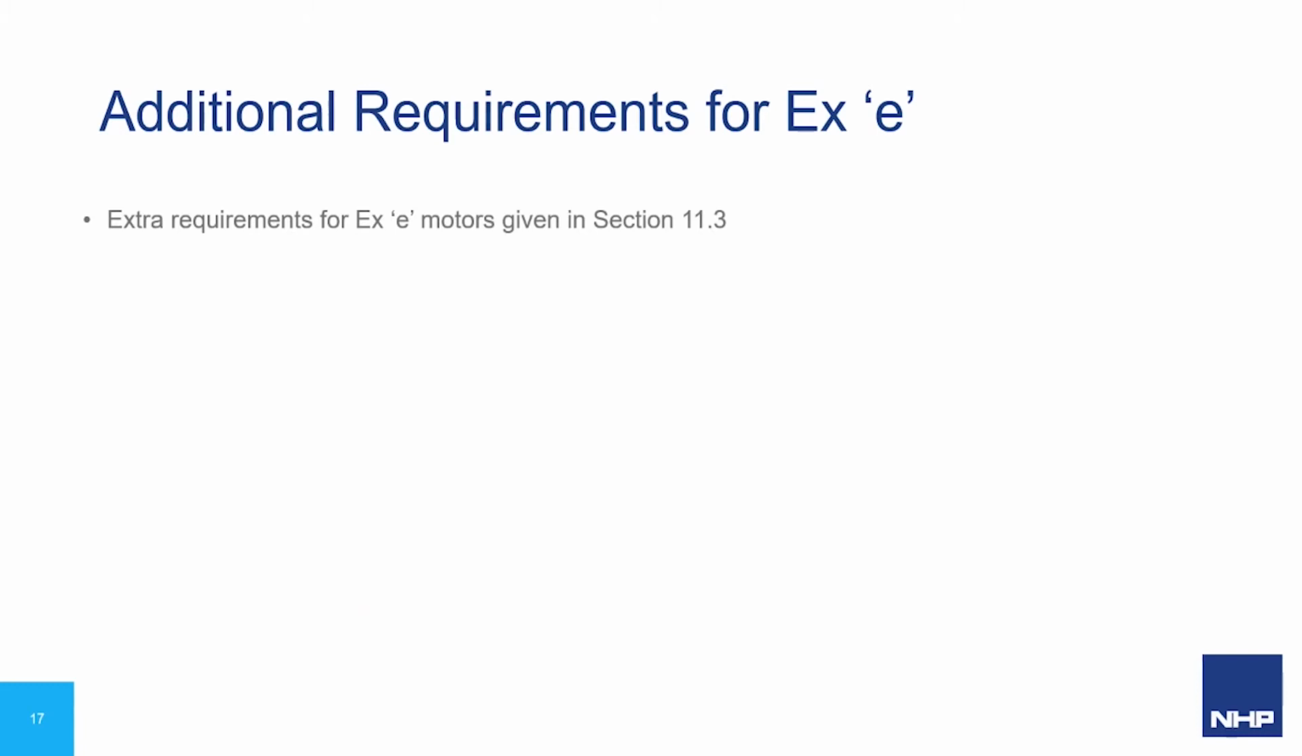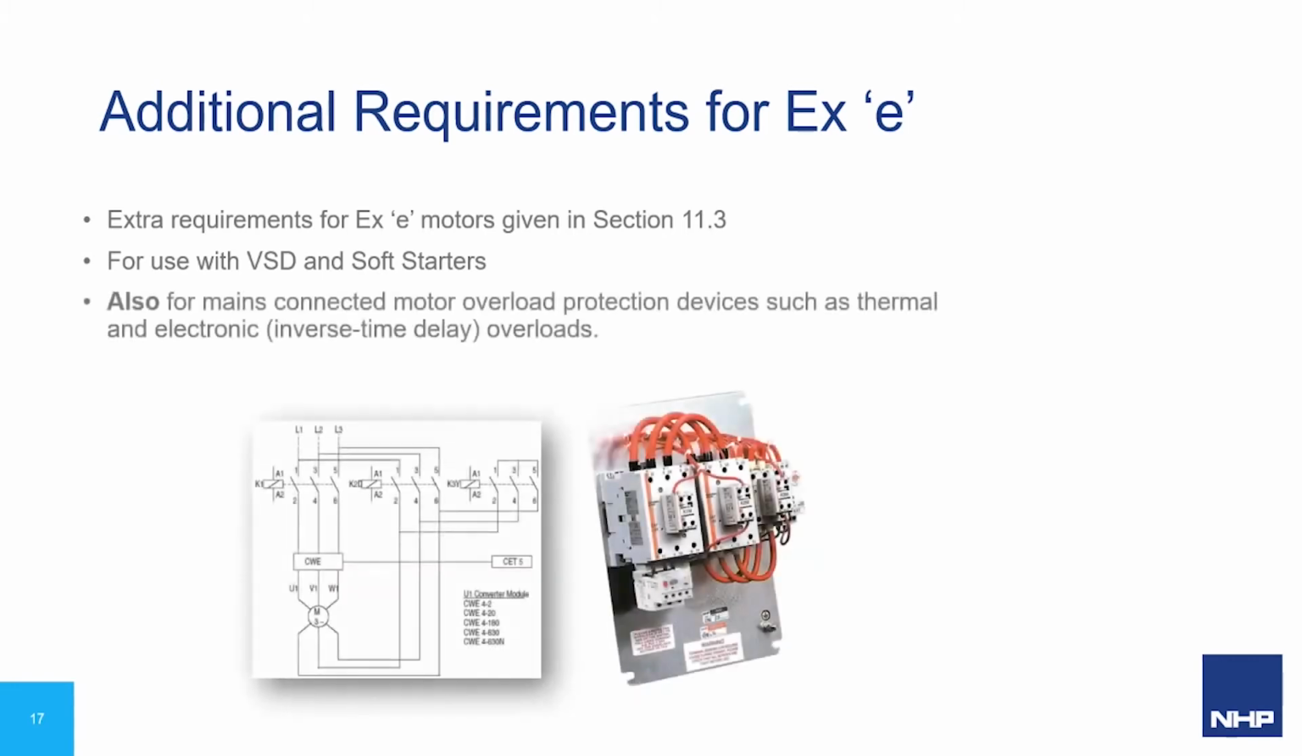So now EXE motors, they have their own requirements, like I was saying, given in section 11.3, that differ from the previous protection types. This includes differing extra requirements for EXE motors being used with variable speed drives and soft starters compared to EXD, T, and NA protection methods previously mentioned. While EXE also needs special overload selection and/or thermal monitoring for mains connected starting, which differ from the requirements we saw before as well for the other protection methods. And we'll go through this properly in a moment.